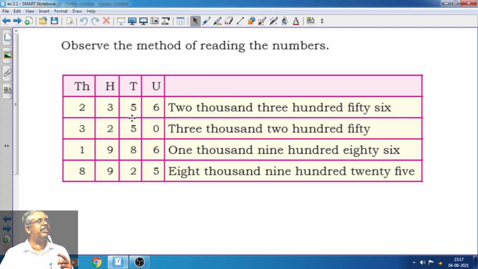Now let us observe this table and the method of reading the numbers also. The first line reads 2, 3, 5, 6. Am I right? No, it is 2356.